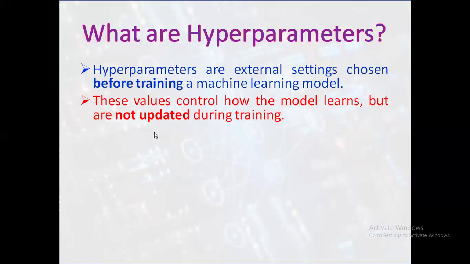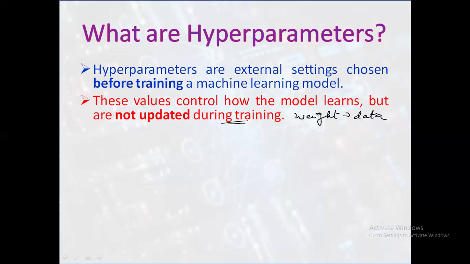That means, unlike model parameters, what are the model parameters? Usually, we consider weights. So the model parameters are always the weights, which are learned from the data. Hyperparameters, however, remain fixed throughout the training. Throughout the training, we are going to fix them.